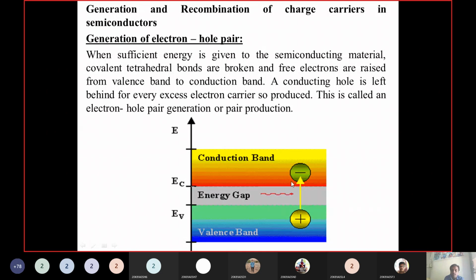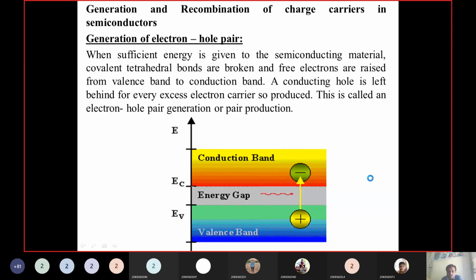At that time, electrons will be present in the conduction band and holes will be present in the valence band. So this is electron hole pair generation. Now, there is a generation rate as well.